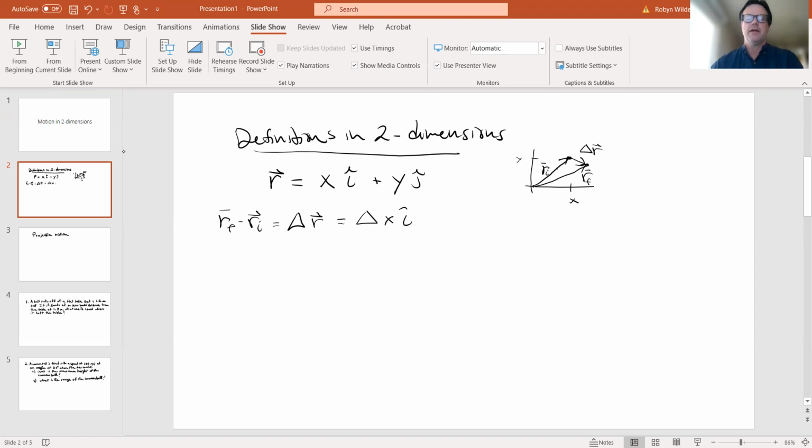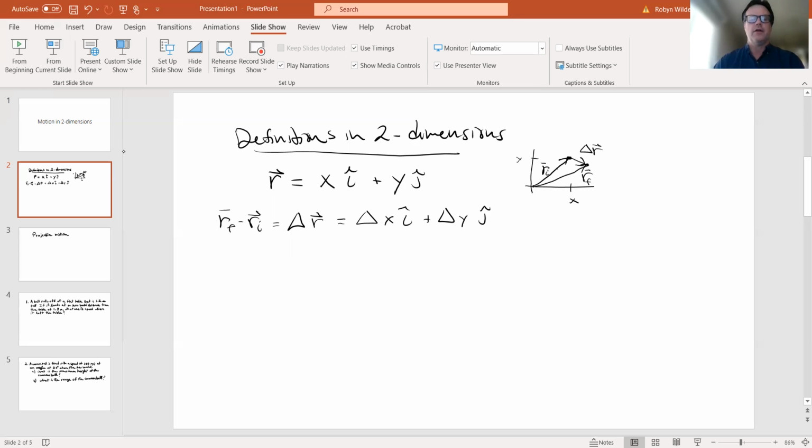So again, I have X and Y components for these. And again, to get the delta X, I would only subtract my X final minus my X initial. And to get the Y component, subtract my Y final minus Y initial. I would never mix the I hats and the J hats, or the X and Y components.